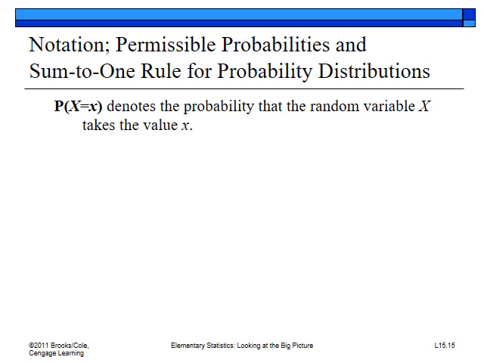We'll use the notation P of big X equals little x to denote the probability that the random variable big X takes the value little x. So in our previous example, the probability that big X equals 1 is 1/2. We might write that this way: the probability that big X equals 1 equals 1/2.